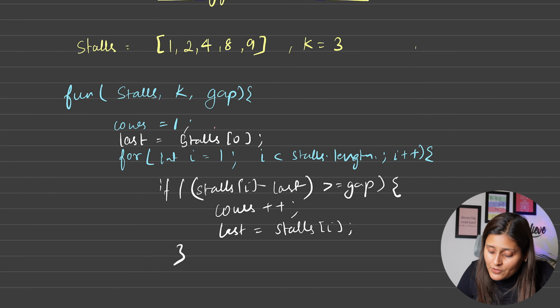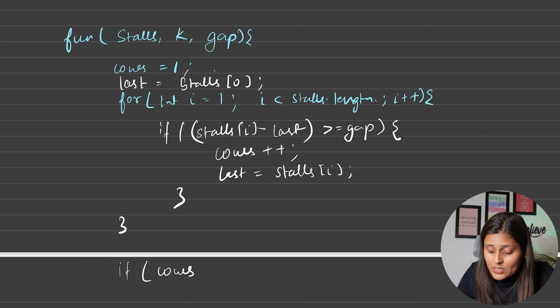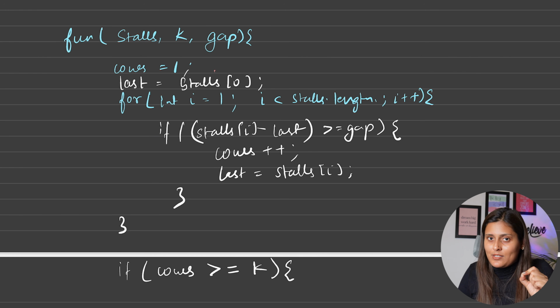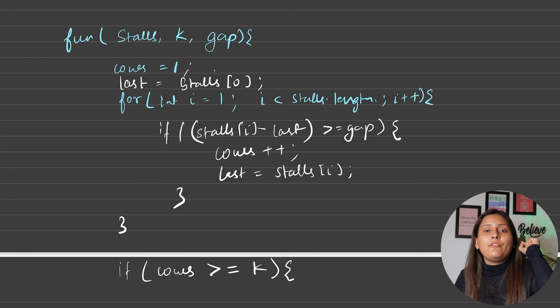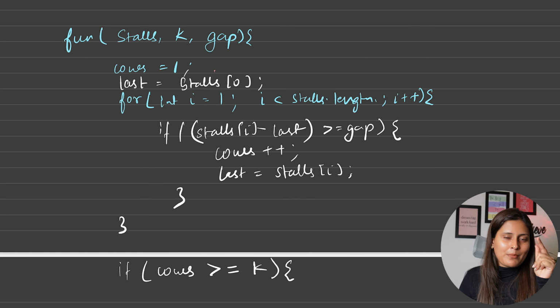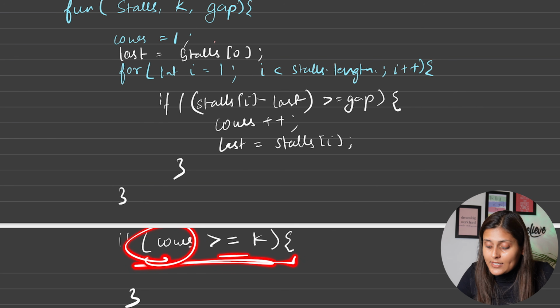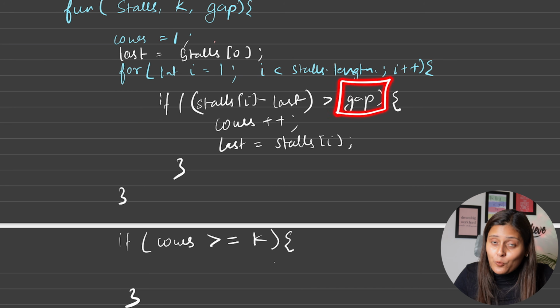And after coming out of this for loop, you can say that if the cows which have been counted is greater than or equal to k, it means with this gap distance it was possible to fit k cows or more than k cows. So this gap is a valid one, and when the gap is valid, we always look for smaller or greater. Remember, when it was possible with 1, we looked for a greater one. So now we can say it is possible because the number of cows is greater than or equal to k, meaning with this gap it was possible.